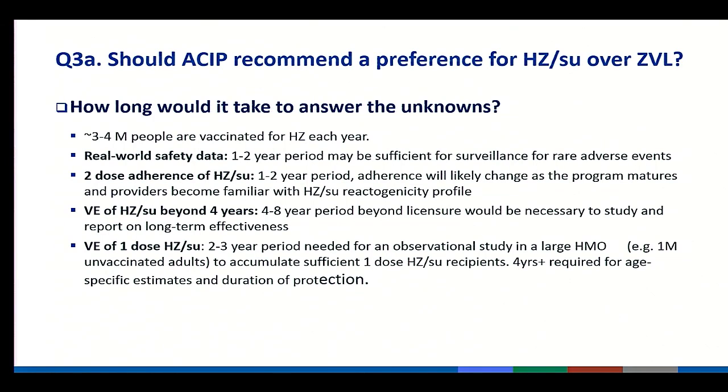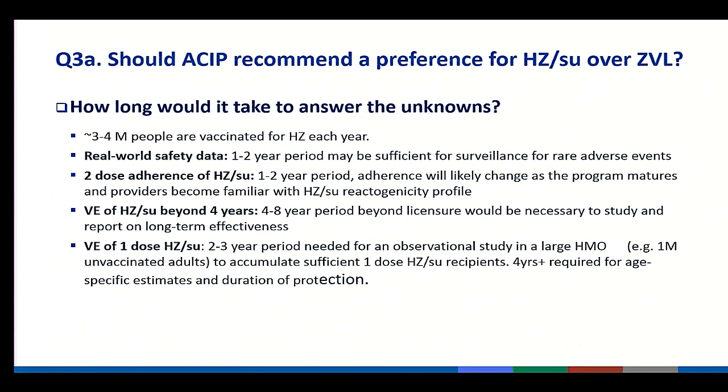So you may be asking yourself, as the work group did, how long will it take to answer the unknowns? Let's assume that the herpes zoster vaccine uptake continues at its current pace of about 3 to 4 million doses annually. To accumulate real-world safety data of herpes zoster subunit vaccine, a 1 to 2 year period may be sufficient for surveillance for rare adverse events.